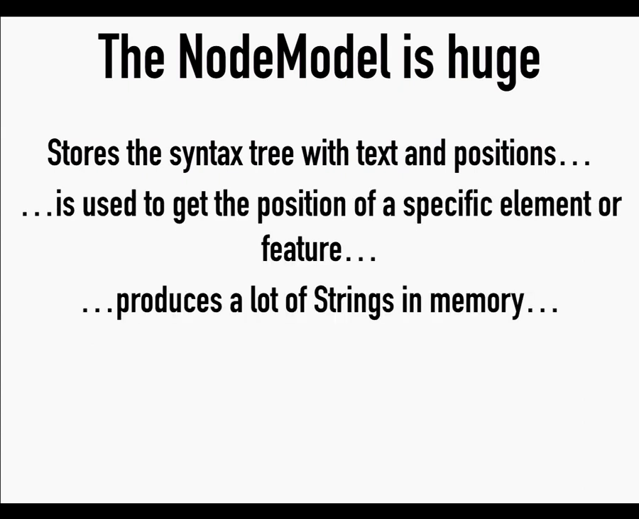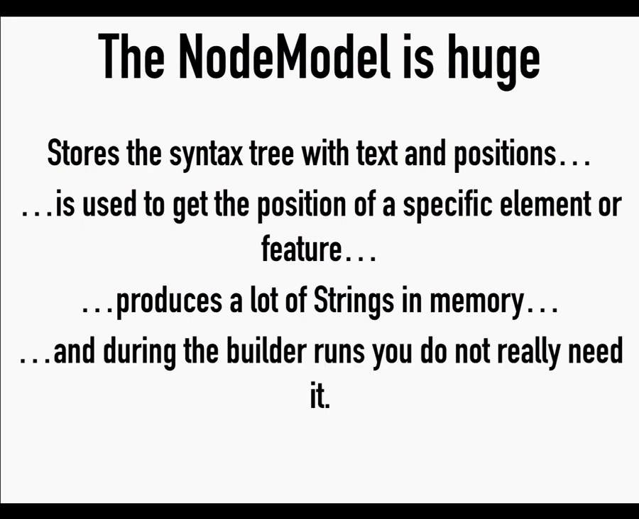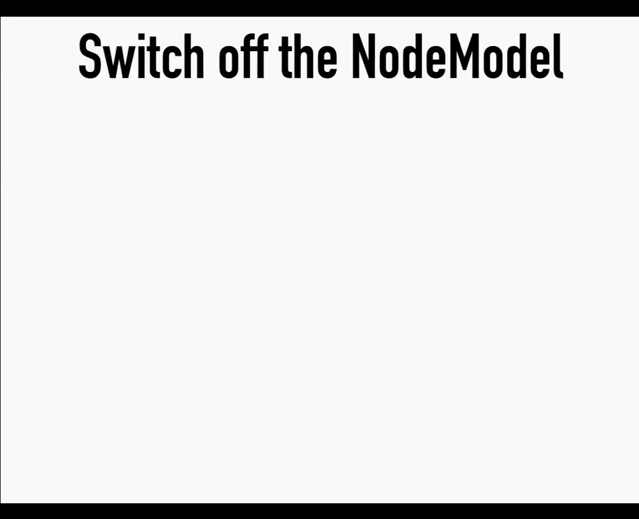But it produces a lot of strings in memory. And during the builder runs, you do not really need it, because the only thing that the node model can be asked for is a special position. And during the builder runs, you want to have scoping, and in scoping you should not rely on the node model, honestly. And in the validation, the very same. But the validation will use the node model implicitly to find out where to highlight things.